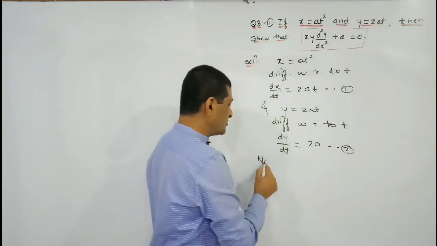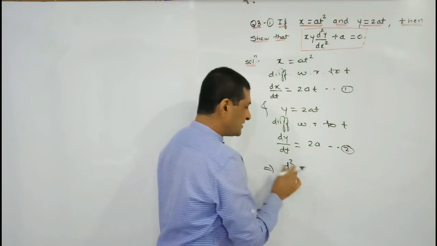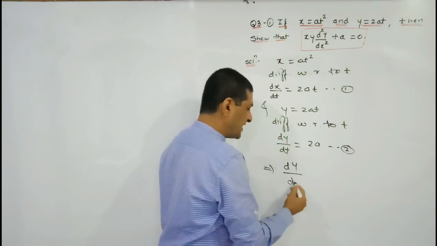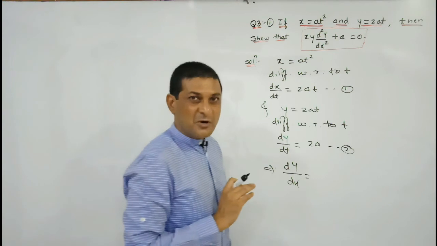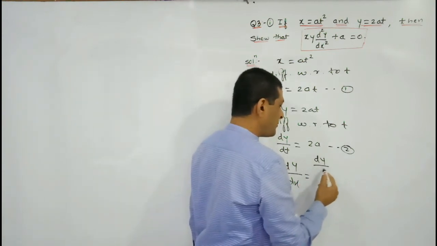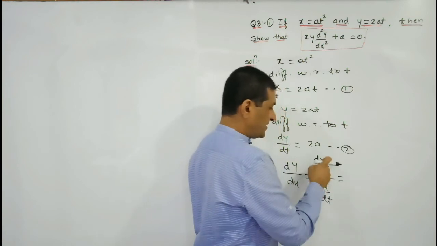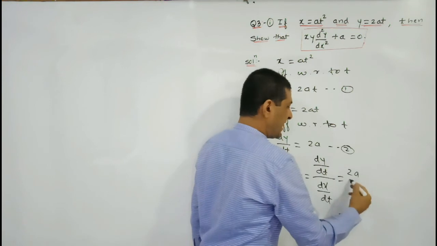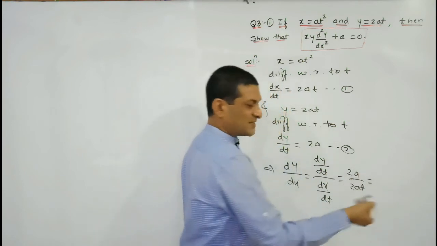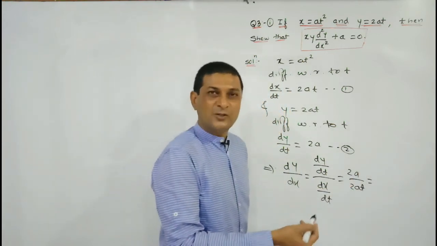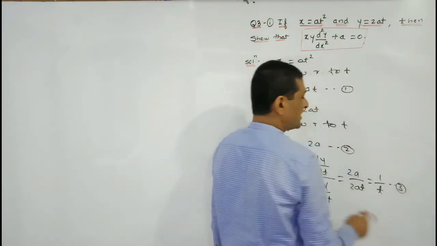Once these two values are known to us, then we find the value of the second order derivative. So this implies that the first order derivative, that is dy upon dx. Since the functions are parametric functions, we have a formula to find the derivative of a parametric function. What is that formula? Dy upon dt divided by dx upon dt. Now let us substitute the values. Dy upon dt is equal to 2a, and dx upon dt is equal to 2at. Let us simplify it. Easily we can observe that 2a and 2a from numerator and denominator will get cancelled, and what we are getting? 1 by t. Let us denote it by equation number 3.